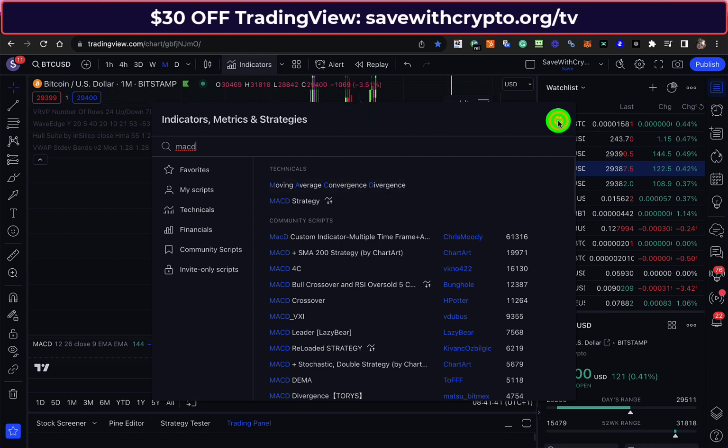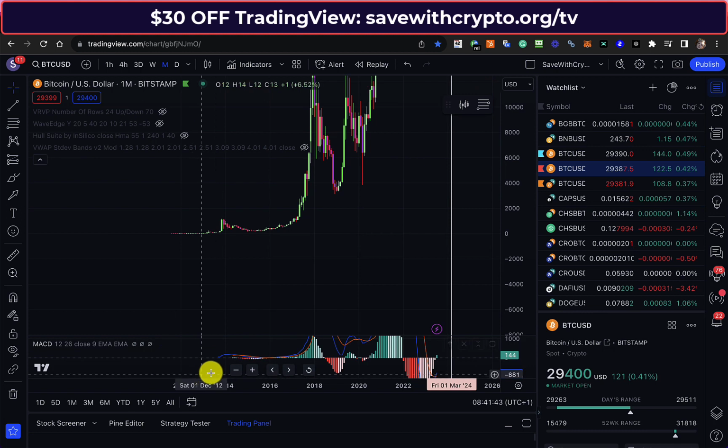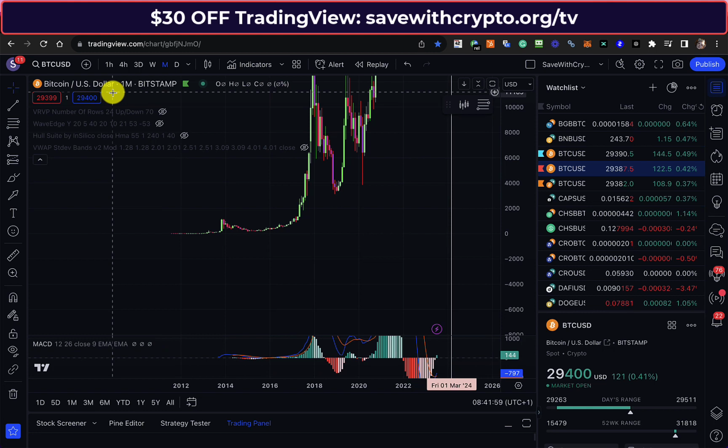Okay, and what that does is put this indicator down here, which is a kind of oscillator type indicator, so it goes up and down. Now, the interesting thing is on the monthly time frame. So I'm on the monthly time frame here. I'm looking at Bitcoin US dollar on the Bitstamp chart, okay, because that has the most history.